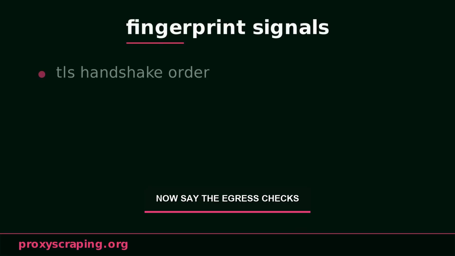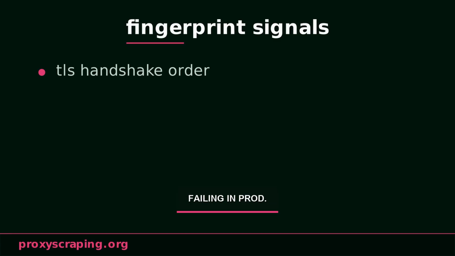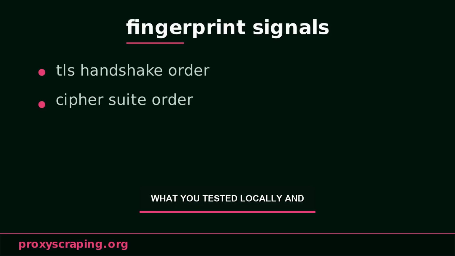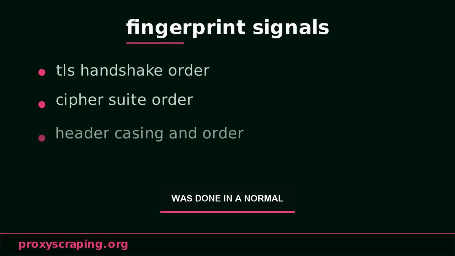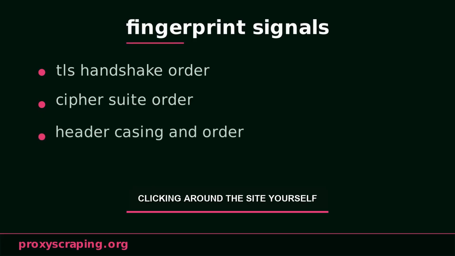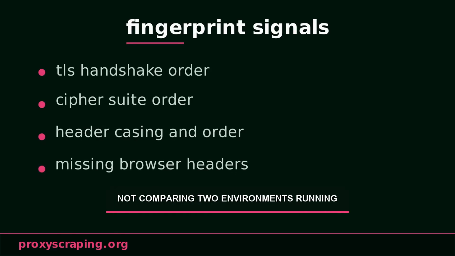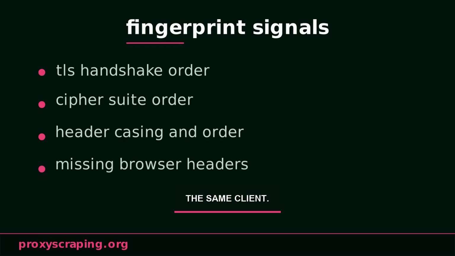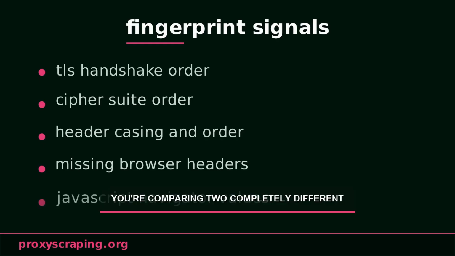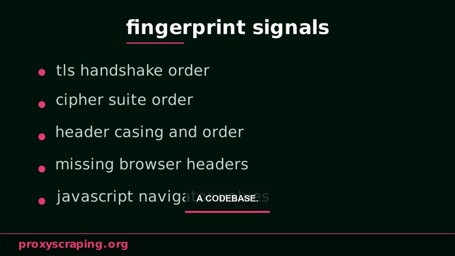Now say the egress checks out fine and it's still failing in prod. The next place to look is the fingerprint gap between what you tested locally and what's actually running on the server. If your local testing was done in a normal browser, or you were just clicking around the site yourself to confirm it worked, and production is running headless, you're not comparing two environments running the same client. You're comparing two completely different clients that happen to share a codebase.